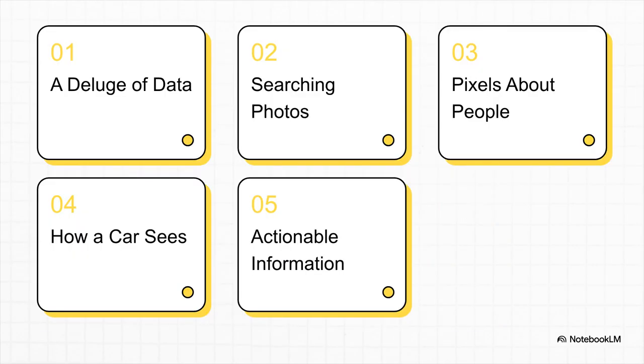All right, so here's our game plan for this explainer. We're going to start with the insane scale of the data problem, and then look at how on earth we search through it all. After that, we'll get into how machines learn to understand people and objects in 3D, see how it all comes together in a self-driving car, and then wrap up by asking a really fundamental question about why we even see in the first place.